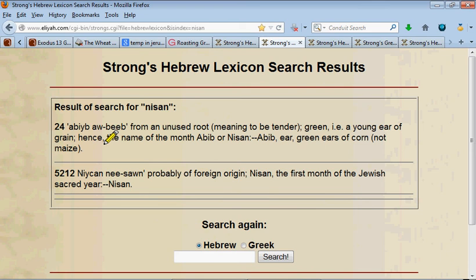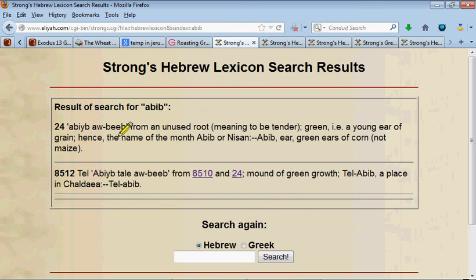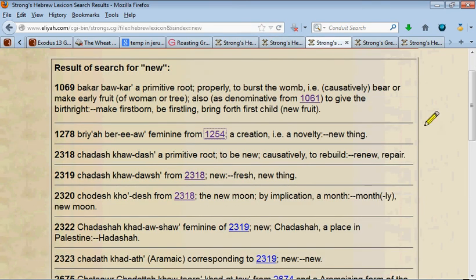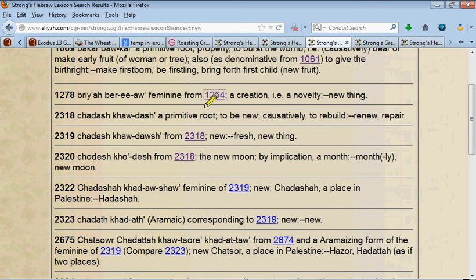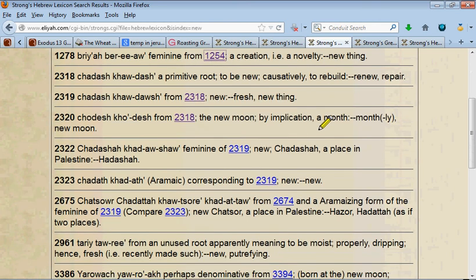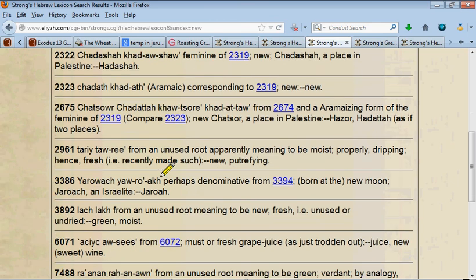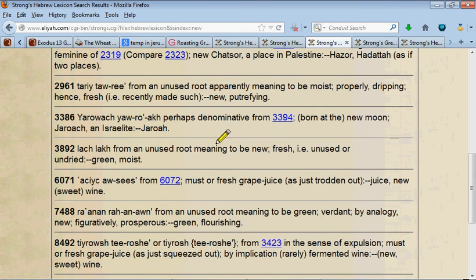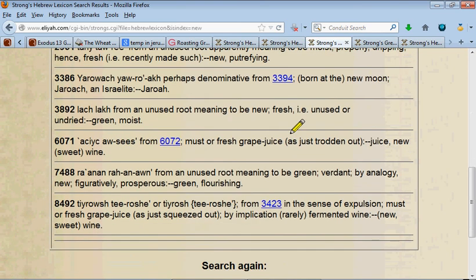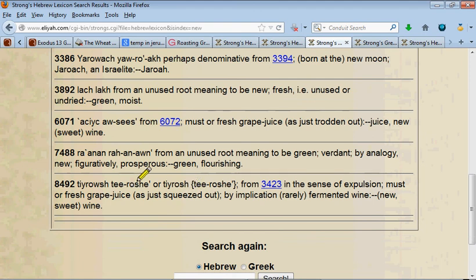And of course, Nisan, they share from Abib. Even in the Hebrew word, let me go back for the naysayers, Abib. Look, that's the name of the month. That's the actual Hebrew word. Green ears of corn, not maize. It's not American corn. And then we already did Nisan. Here's the search for new. Talking about the rapture. Is it going to be? I don't know. Burst from the womb. Make early fruit. Birthright, firstborn, first fruits. Creation, a new thing. New moon, a month. That can occur in any month. New, fresh, born at the new moon, fresh, and then they talk about grape juice, and green, flourishing. So that's what they're talking about. That's what the month means.